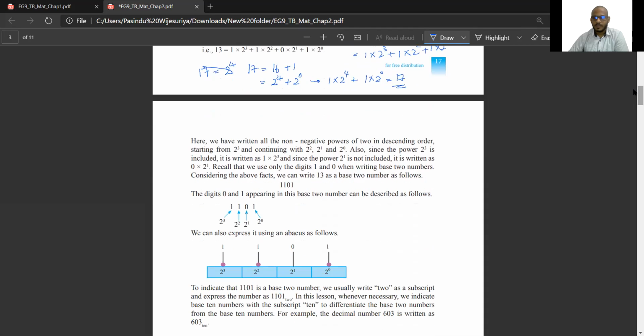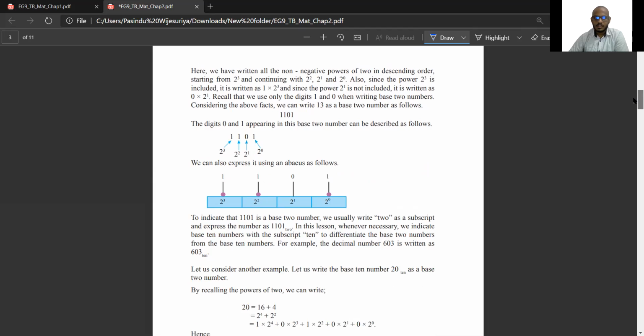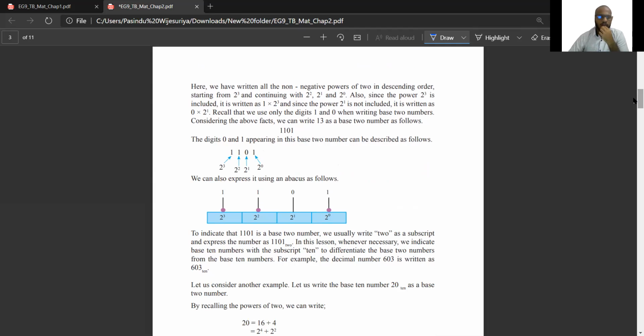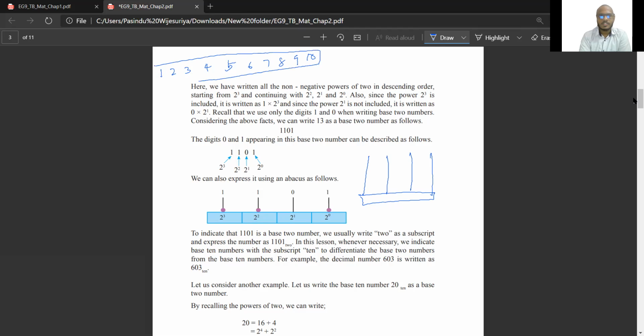Simple. Okay. Now this is the part where we consider how we write, how we convert it, and how we display it in the abacus for binary numbers. So binary and decimal, what is the difference? In decimal, you have 10 numbers: 1, 2, 3, 4, 5, 6, 7, 8, 9, 10. How many numbers are there in binary? 2. What are the two numbers in binary? It's 0 and 1.